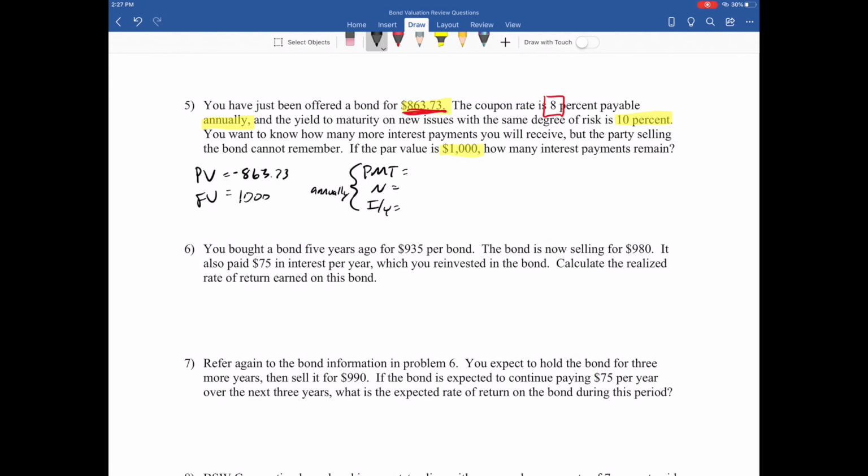My payment is my interest payment per period. It is 8% of par value, or $80 per year, and it is paid annually, so we do not have to make any adjustment on that amount.